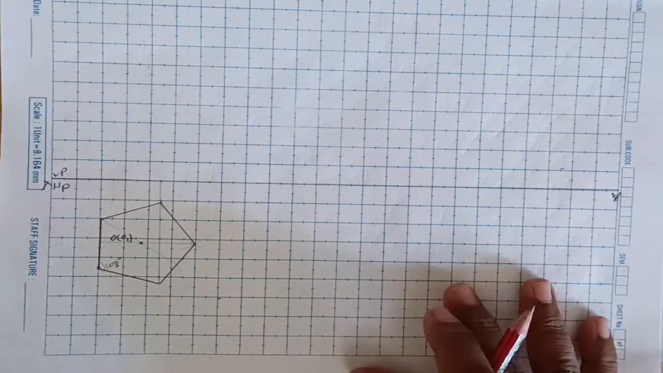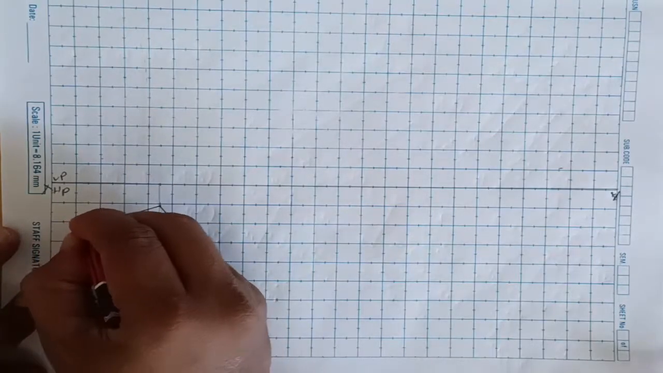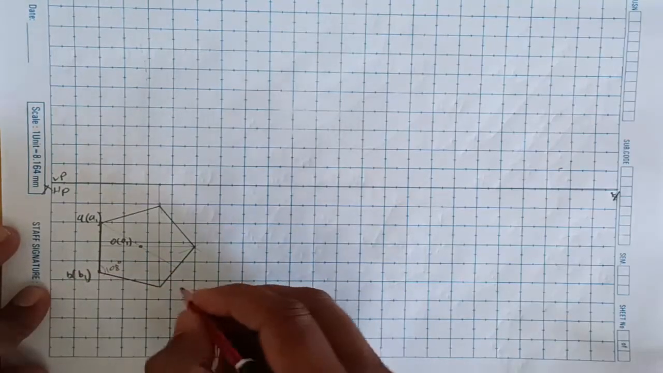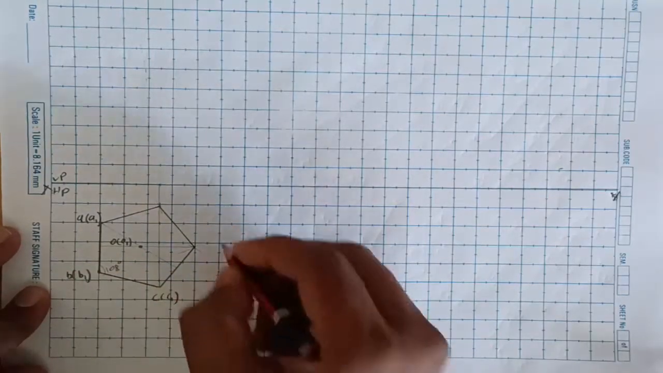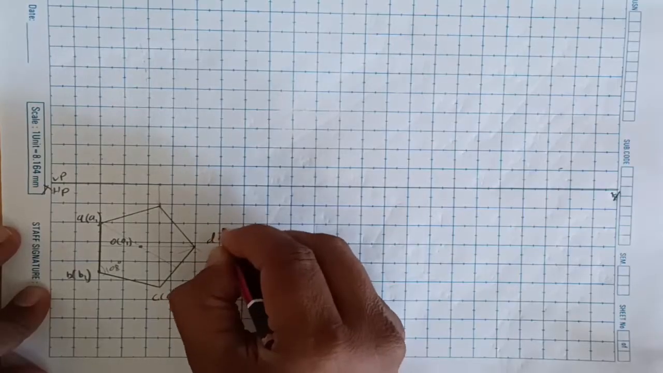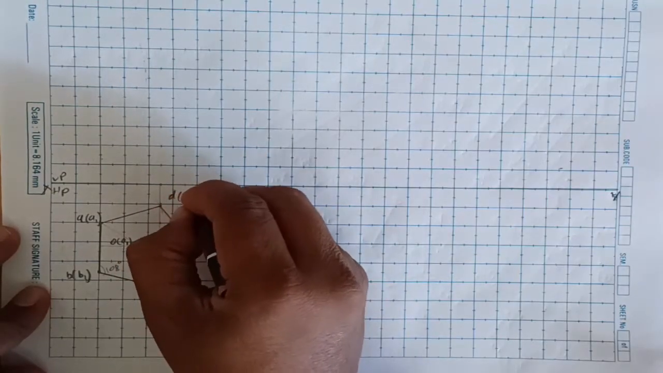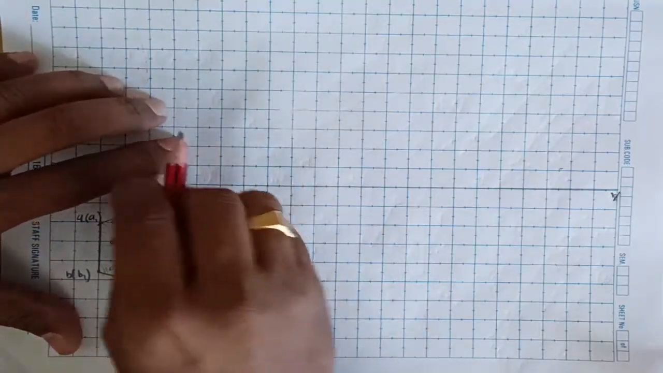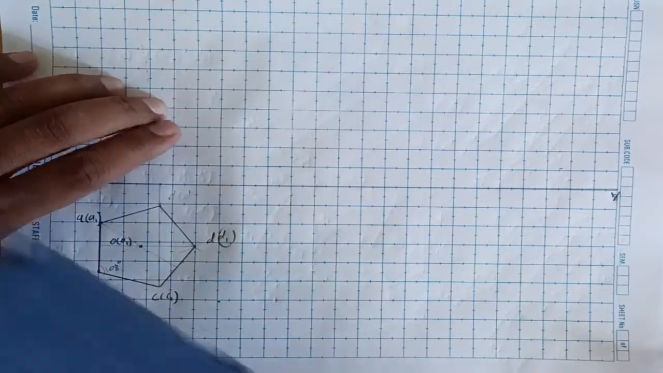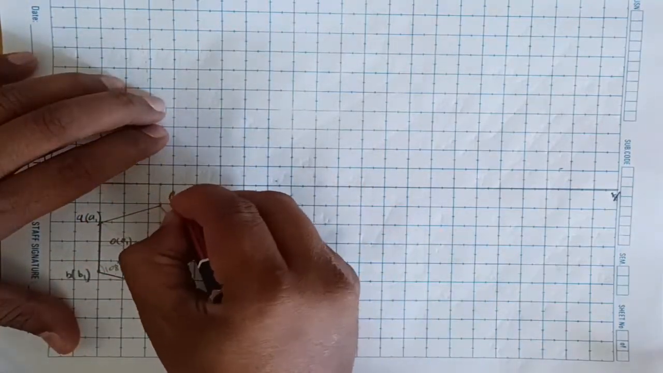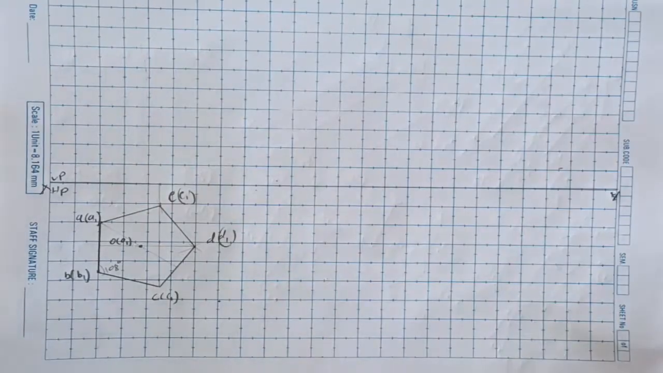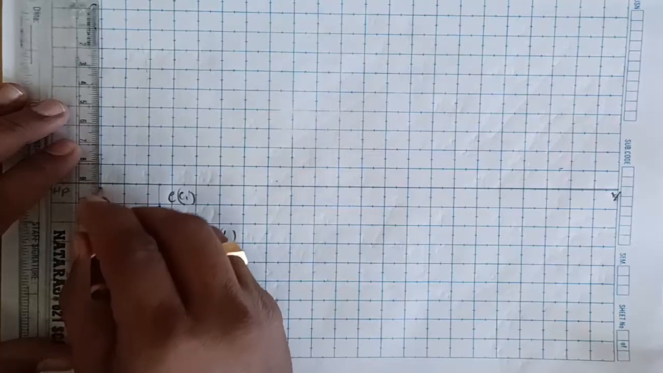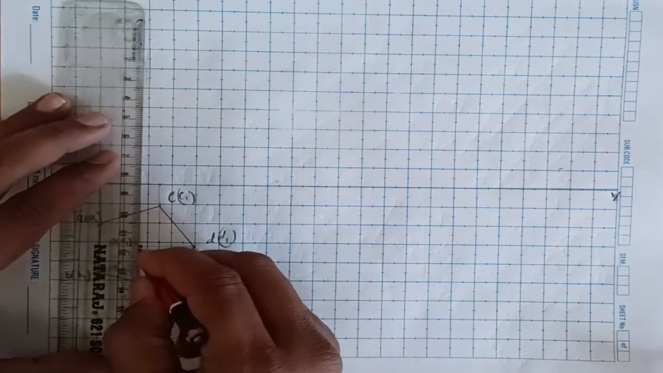Coming to the naming, we can give any names: A of A1, B of B1, C of C1, this point is D of D1, and this point is E of E1. Like this we got it. Let's draw the projections from all the points to the XY line, including the center also.